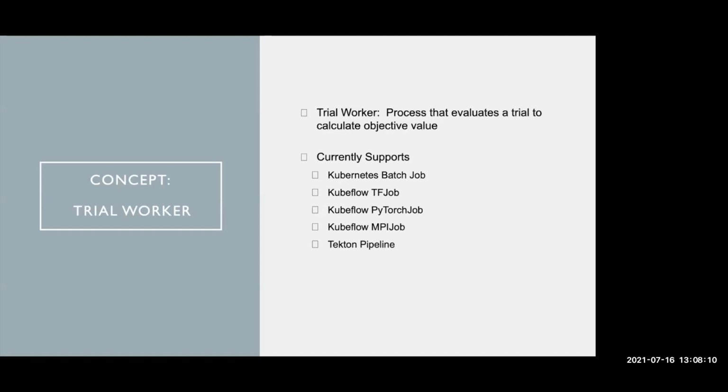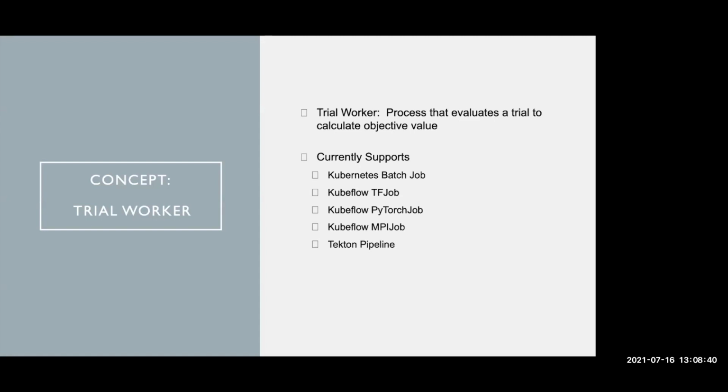And as I discussed in the previous slide, there is a worker process associated with trial. There are multiple types which are supported in KTIP. One is the batch job, which is the Kubernetes default way of handling jobs. There are other distributed training operator jobs which are supported. One is TF job, which is the TensorFlow operator. So you could run a distributed training job as a trial.